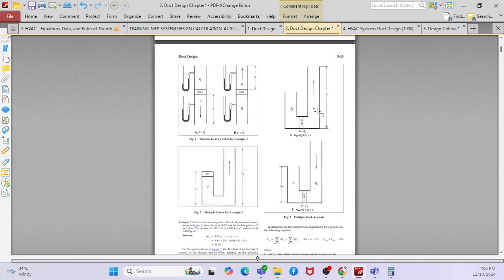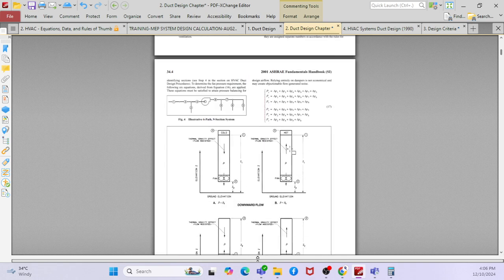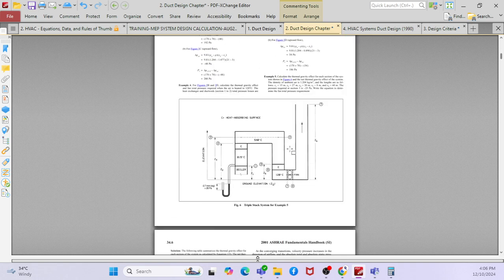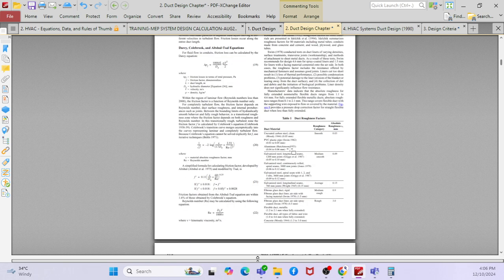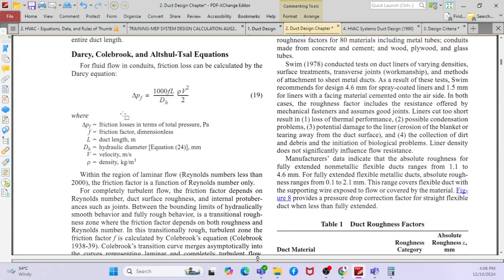So this is the laboratory test, when you do the laboratory test. When you go down, the standard equation calculation is as per ASHRAE. So you can see that pressure drop calculation.